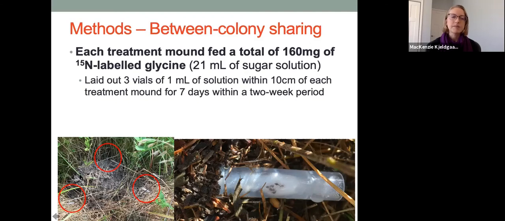So we have the treated mound here with 3 1 milliliter vials that are within 10 centimeters of that treated mound. We put those really close to really ensure that only workers from the treated mound are feeding on the solution. We replace those every other day for a 2-week period. And here you can see an example of fire ants feeding on the solution. So they've actually built up some soil around the lip of the vial, and you can see workers feeding within it.